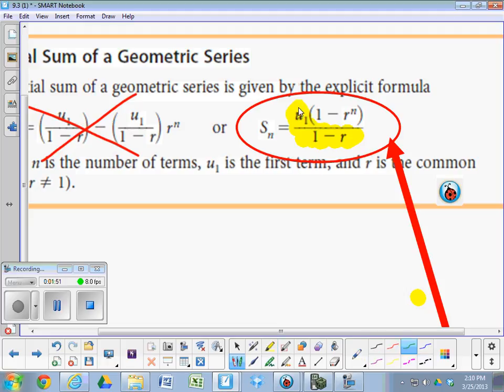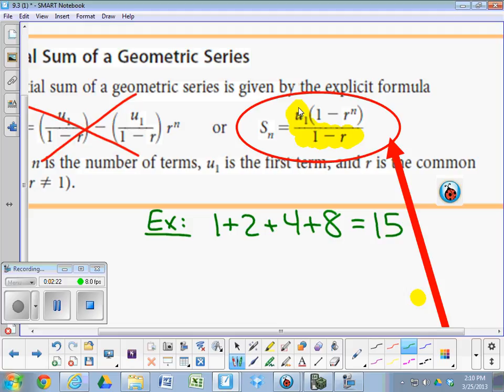So what we'll do first is just a very short example. Just put it right underneath the box that you're working on right there. Just call it example. 1 plus 2 plus 4 plus 8. Stop at 8. What do you get? Can we do that in our head? You get 15. 1 plus 2 plus 4 plus 8 is 15. We know the answer. We're just going to use the formula to make sure we get 15, just to see if the formula works.